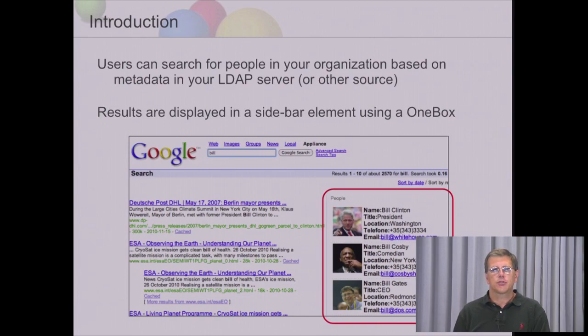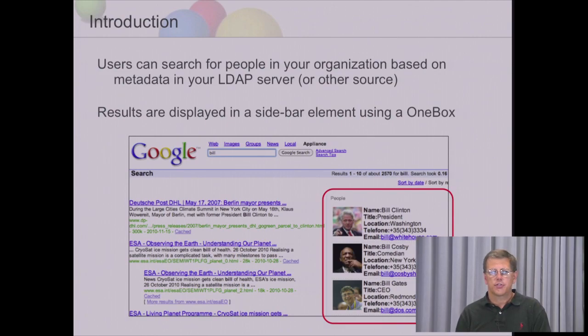Here's what the search results look like. In the bottom right here, you'll see that there is people data that has been inserted. When a user runs a search for Bill, he's seeing results for Bill Clinton, Bill Cosby, and several other people. This data is going to come as attributes from an LDAP server. The images may come from images stored on a web server that have links inside of the Active Directory attributes.